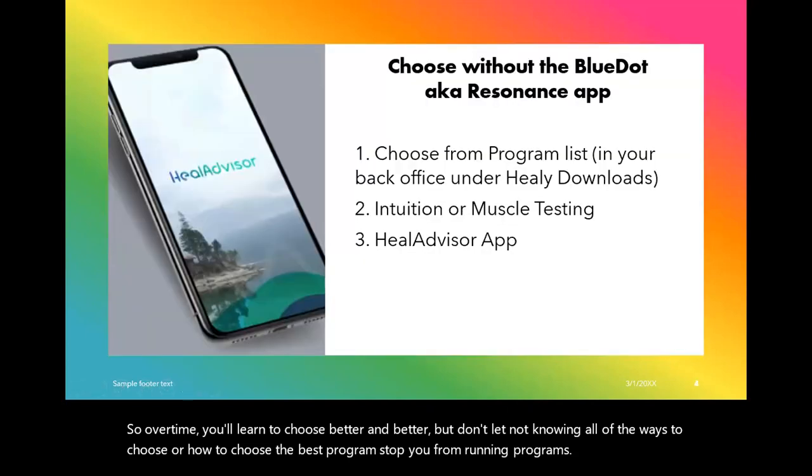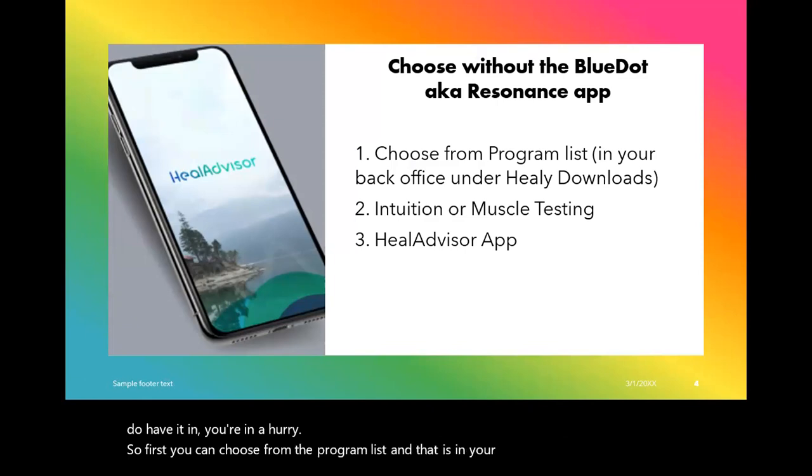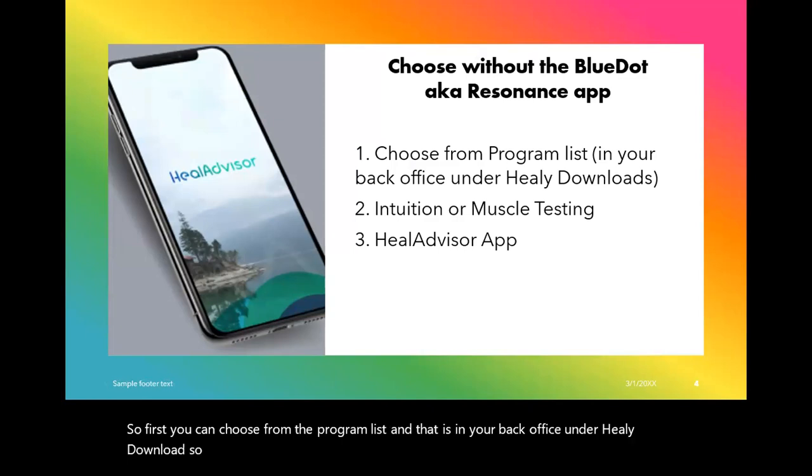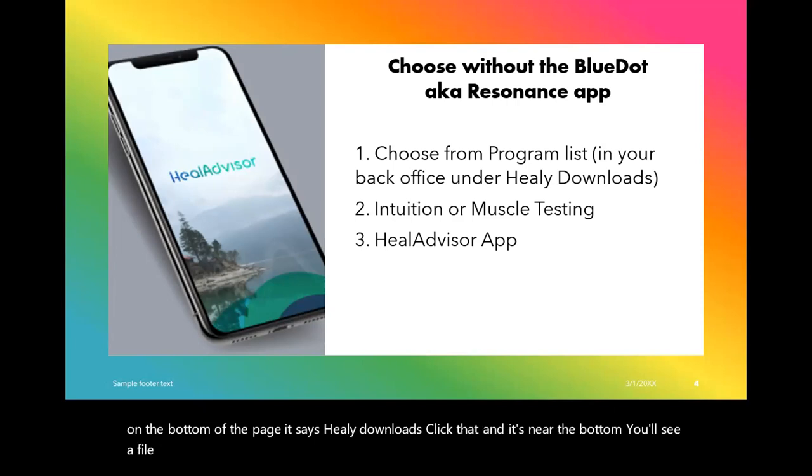So let's first talk about choosing your program if you do not have the Resonance app, or if you do have it and you're in a hurry. First you can choose from the program list, and that is in your back office under Healy Download. As soon as you log into your back office in Healy, scroll down to the bottom of the page, where it says Healy Downloads. Click that, and near the bottom you'll see a file called something like Healy Programs. It's a list of all the programs.